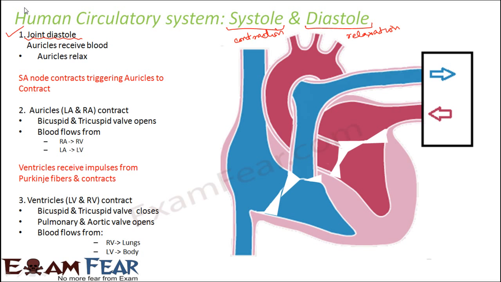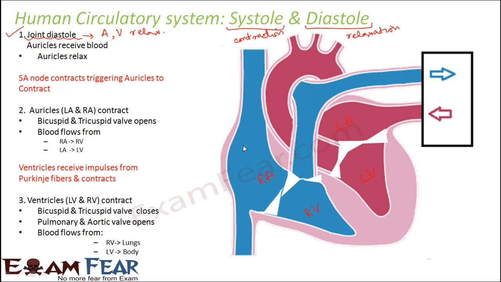Joint means together. So joint diastole means both the auricles and the ventricles will relax. That is, both right auricle, left auricle, right ventricle, left ventricle, all of them will be in a relaxed state. Now here in this picture, you can actually see which are the auricles and which are the ventricles. So this is right auricle, this is left auricle, this is right ventricle and this is left ventricle. Right? These are the four chambers of the heart. Okay. Now in the first step, all of them are in the relaxed state.